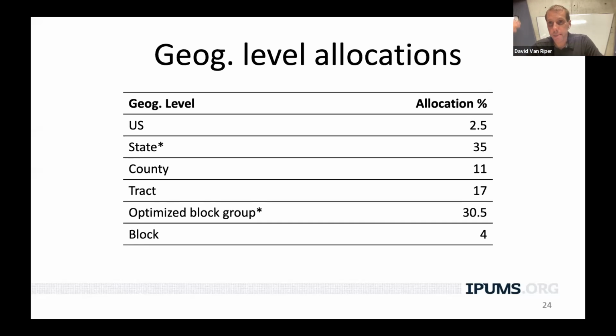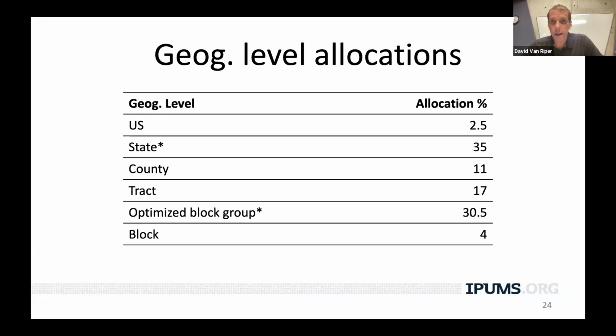In prior demonstration products the Bureau had put out, that allocated substantially more accuracy to the block level, but that had other impacts on the quality of the data. So let's talk a little bit more about these two stars, these two geographic levels that I've highlighted, because they're not exactly what you think they are.